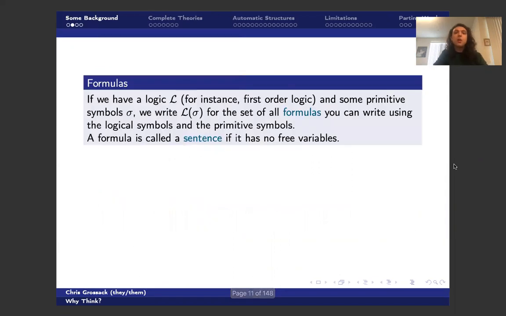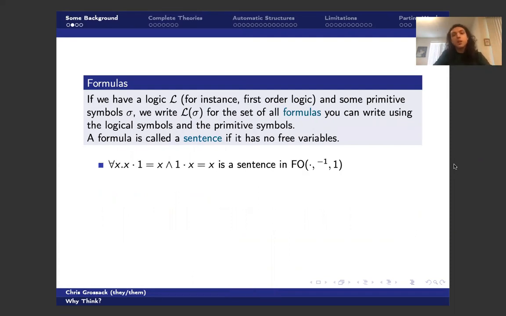Okay, so let's see what formulas are. If we have a logic L, for instance, first order logic, and some primitive symbols sigma, we write L of sigma for the set of all formulas you can write using the logical symbols and the primitive symbols. And one of these formulas is called a sentence if it has no free variables. So let's see some examples.